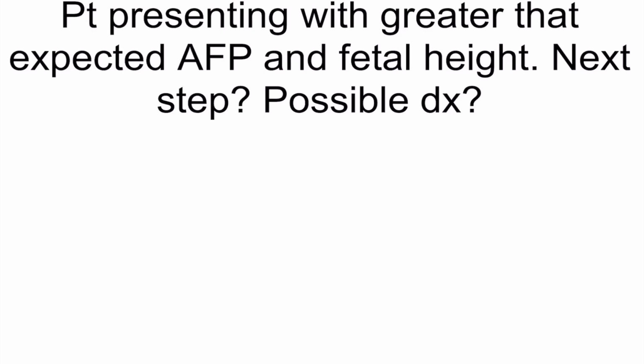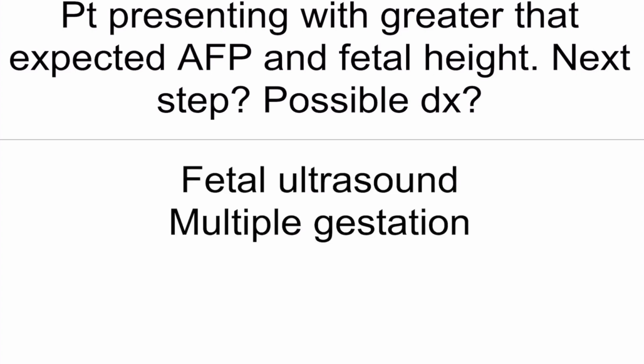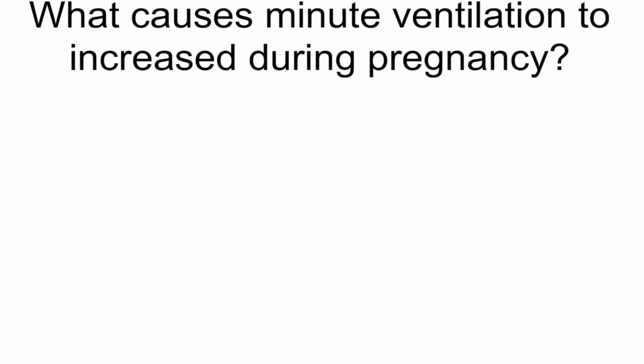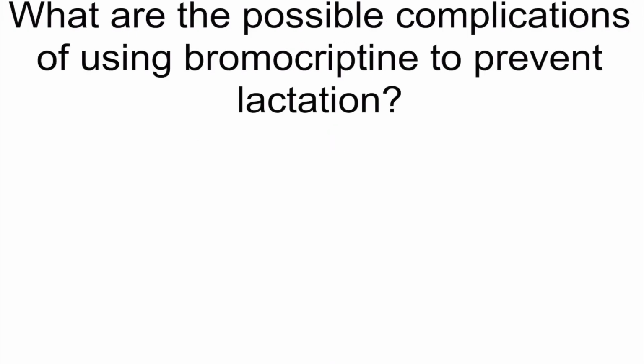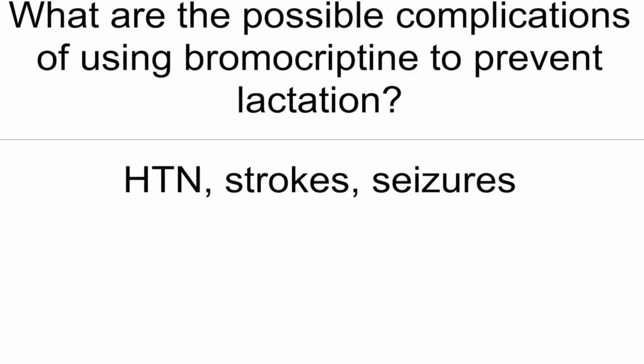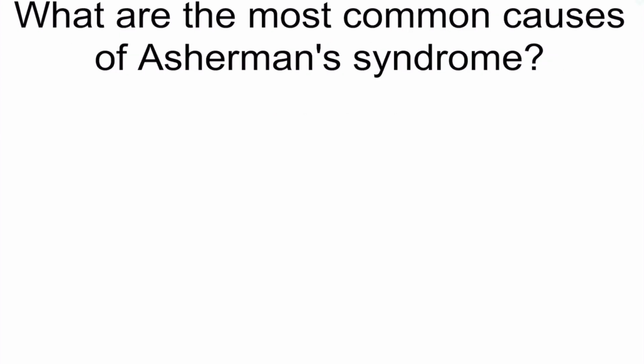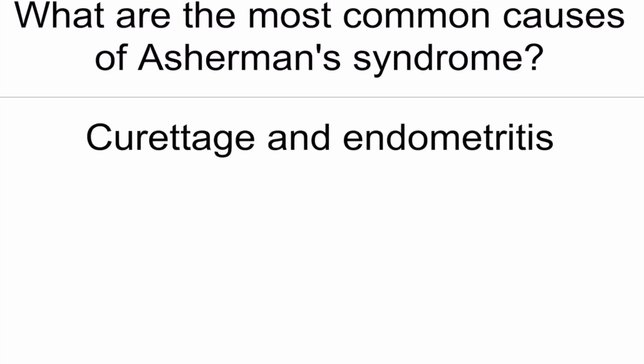Patient presents with greater than expected AFP and fetal height. Next best step in management, and what's the possible diagnosis? Fetal ultrasound, multiple gestation. What causes minute ventilation to increase during pregnancy? Increased tidal volume. Fever, bleeding, dilated cervix, likely diagnosis? Septic abortion. What are the possible complications of using bromocriptine to prevent lactation? Hypertension, strokes, and seizures. What are the most common causes of Asherman syndrome? Curettage and endometritis.